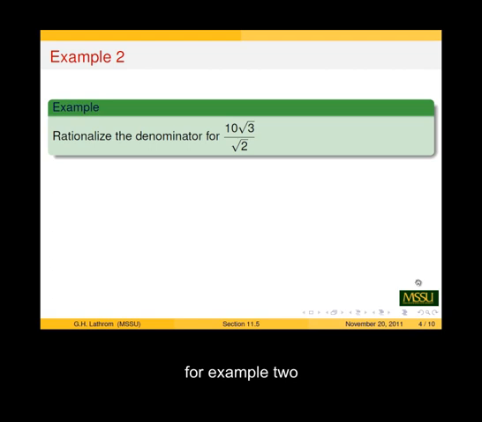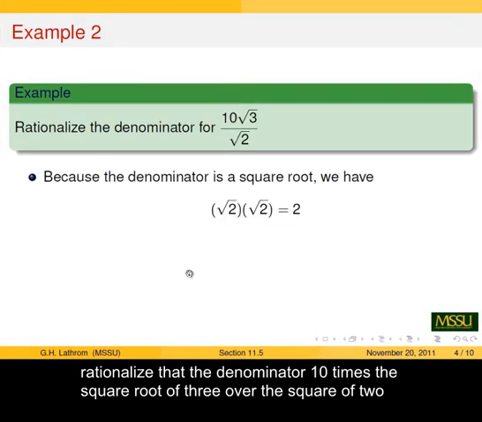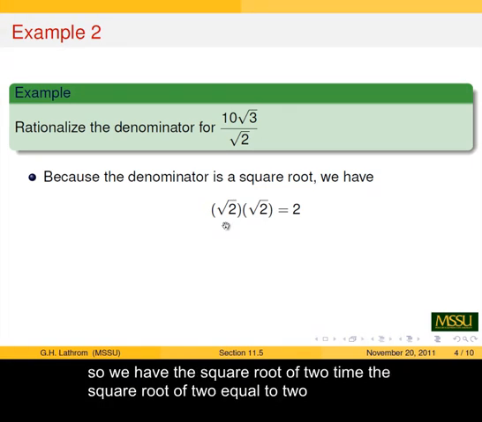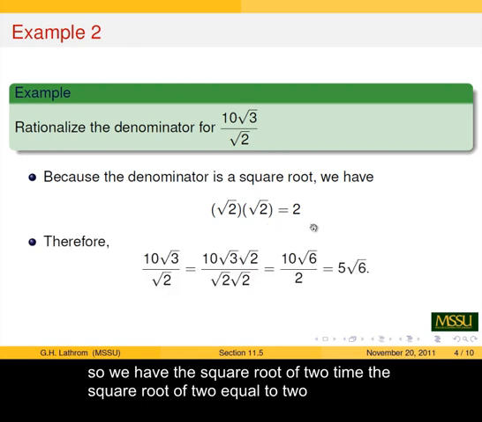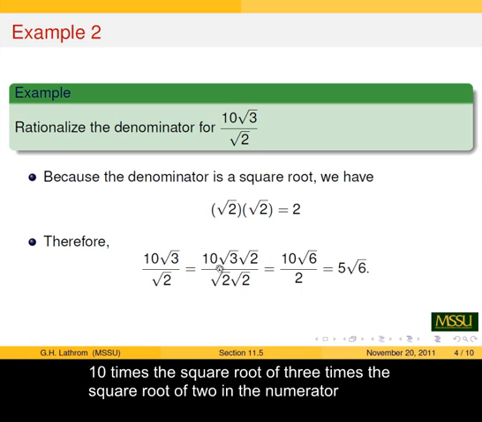For example 2, let us rationalize the denominator for 10 times the square root of 3 over the square root of 2. Again, the denominator is a square root, so we have the square root of 2 times the square root of 2 equal to 2. Multiplying both the numerator and denominator by the square root of 2, we have 10 times the square root of 3 times the square root of 2 in the numerator, divided by the square root of 2 times the square root of 2 in the denominator.